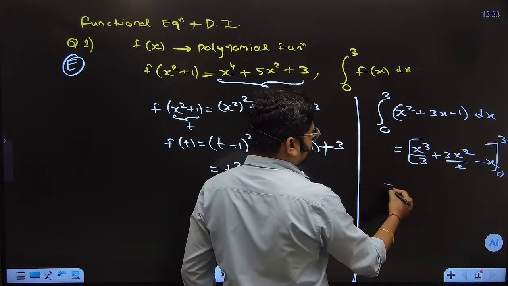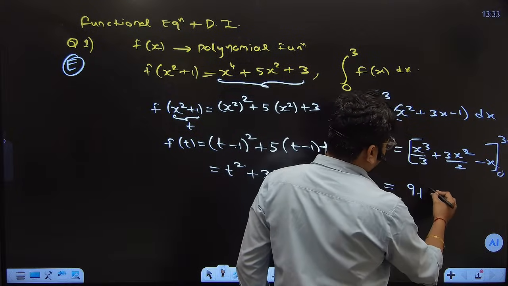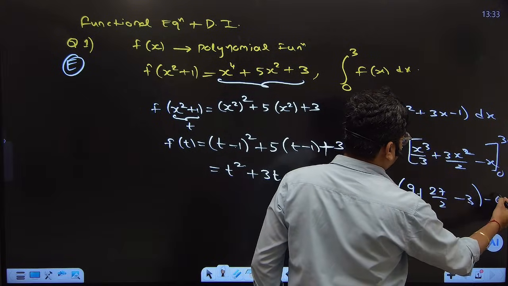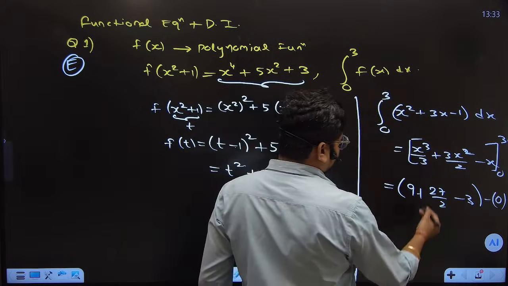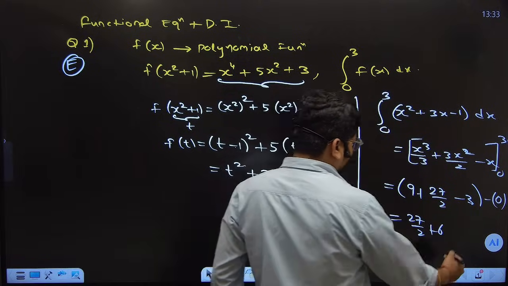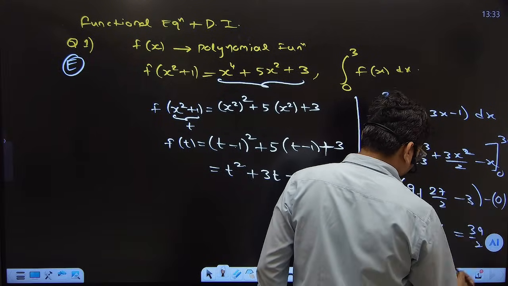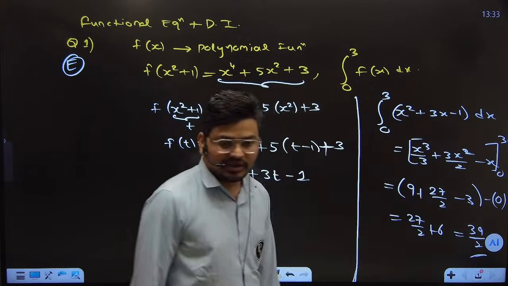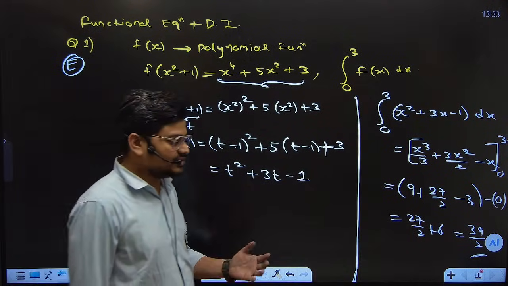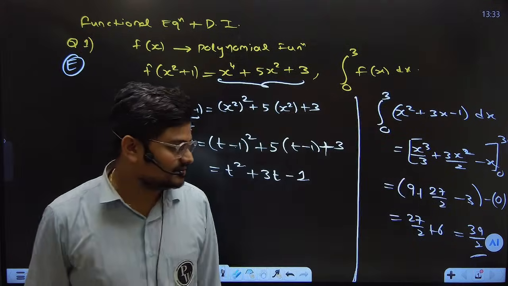So I can write it as 3 cube by 3, which is 9, plus 27 by 2, minus 3. The lower limit is anyhow going to be 0 itself. That means it is 27 by 2 plus 9 minus 3, which is 6, so 12 plus 27 over 2, which happens to be 39 by 2. Okay, so 39 by 2 is your answer. Very simple thing: if you are able to crack what f of x is, then you'll be able to do it. Very standard question; all the faculties do this type of question very regularly in the class, right?